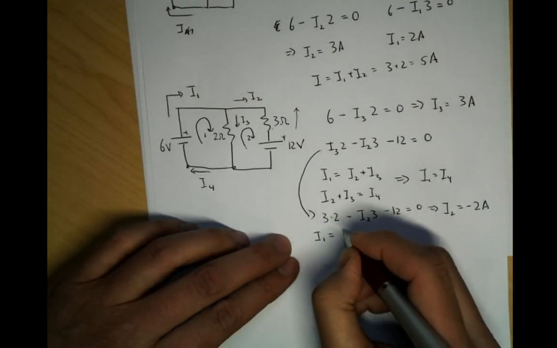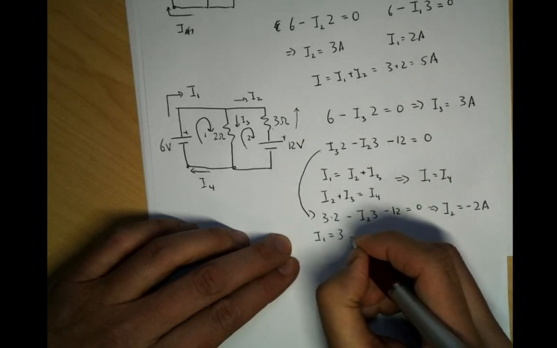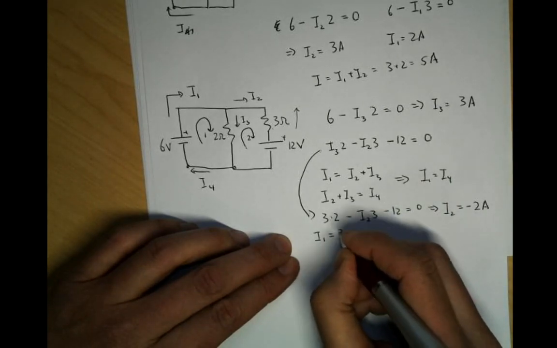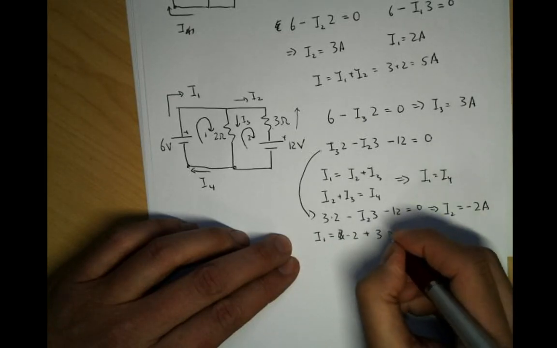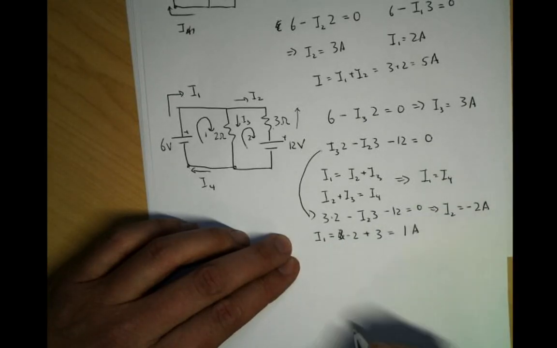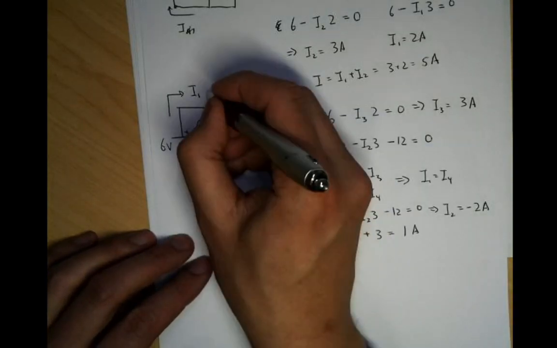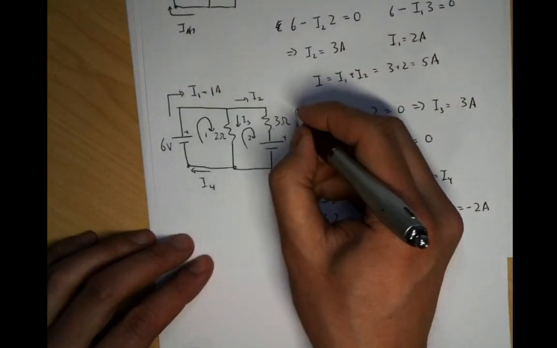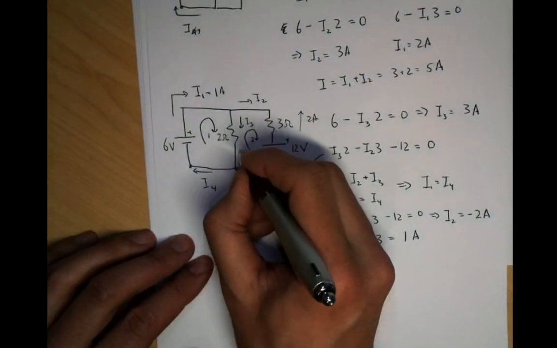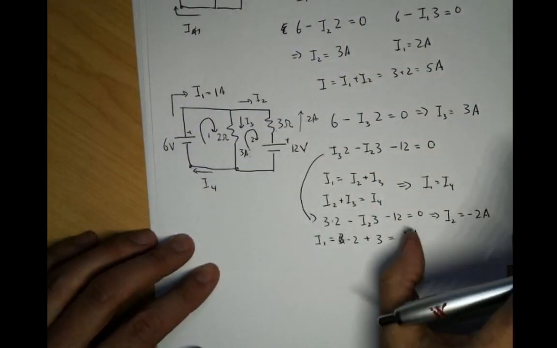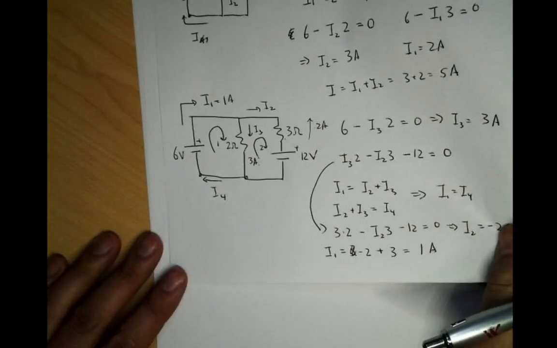I1 is equal to, I2 was 3, no, sorry, I2 was minus 2, plus I3 was 3, that's equal to 1 amp, right? And so basically you have all here, this is 1 amp, this flows in this direction with 2 amps, and this flows down with 3 amps. And it all works out. Okay, beautiful.